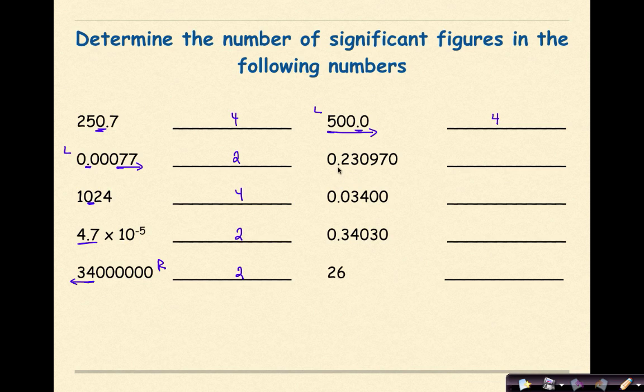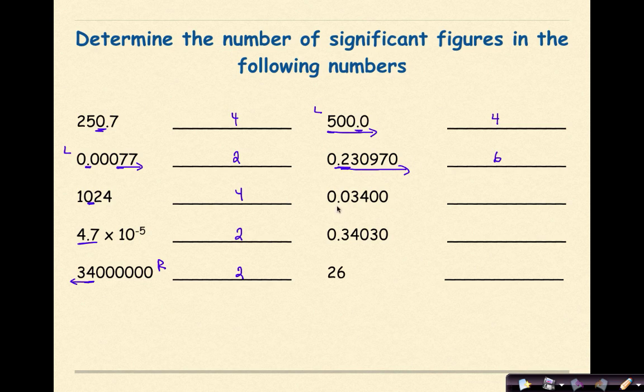In the next one, again, a decimal is present, so I'm going to start going across until I hit my first non-zero number, which is 2. So the 2 and everything after it, including the 0 that's surrounded by other non-zero numbers, and the 0 at the end, is significant. So if I count this up, I will have 6 significant figures. 1, 2, 3, 4, 5, 6.